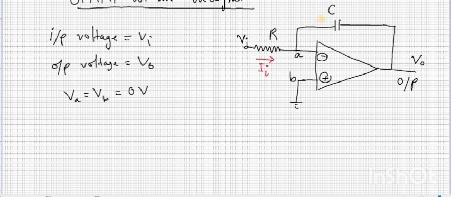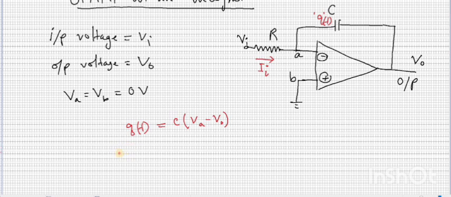At any instant, we can say that the capacitor is charged with Q, where Q is a function of time t. So the instantaneous charge accumulated in the capacitor, Q, can be expressed as C times the voltage across the capacitor. The voltage across the capacitor we can write as Va minus Vout.